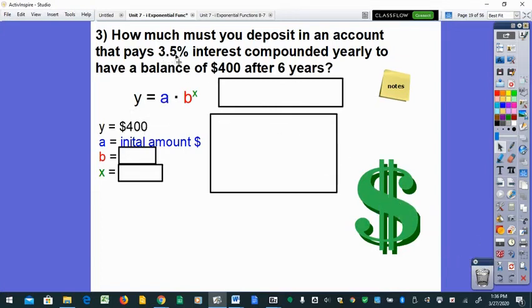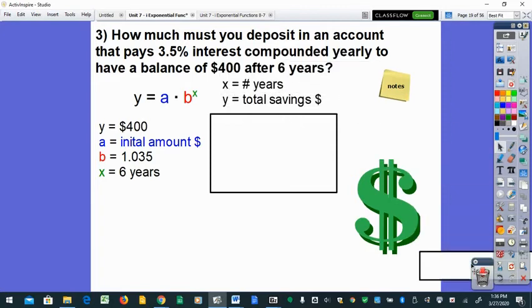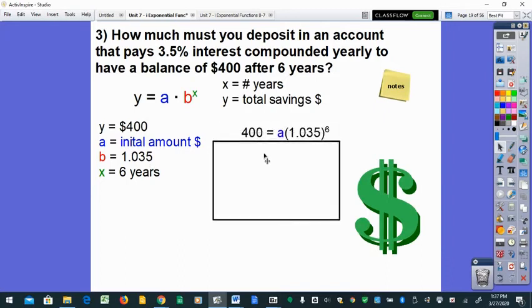Now I have 3.5. I'm going to change that to a decimal, add it to the 1 to make it a growth factor. And in this particular case, it's 6 years. Remember, there's no quarters, monthly. We're not talking about that. We're at an annual thing. So now, again, I'm going to create an exponential equation. I'm going to set up my variables as x the number of years, y is the total savings in dollars. I'm going to substitute appropriately into the exponential general function.